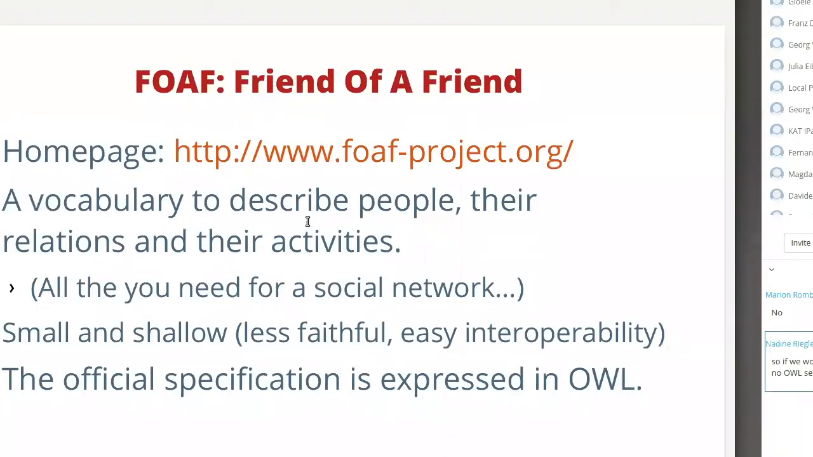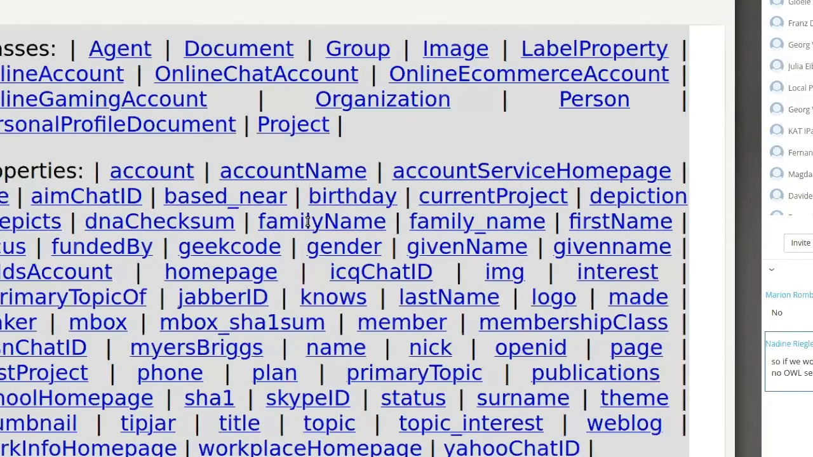FOAF stands for friend of a friend. It is a very old project whose aim is to model people and their relation to other people. It is based on RDF. In a certain sense, it predates RDF, but the version that we use is RDF based. The official specification is expressed in OWL. But believe me when I tell you that the use of OWL is basically non-existent. You could do that in RDF plus RDF Schema. It would be less elegant, but it would work exactly the same way. FOAF is a very small model. It is very rough. It's not very sophisticated.